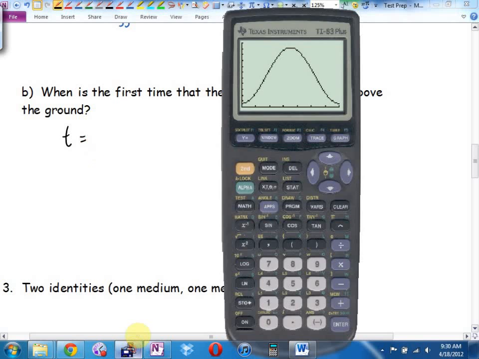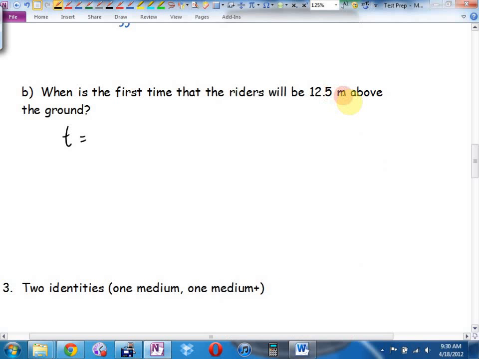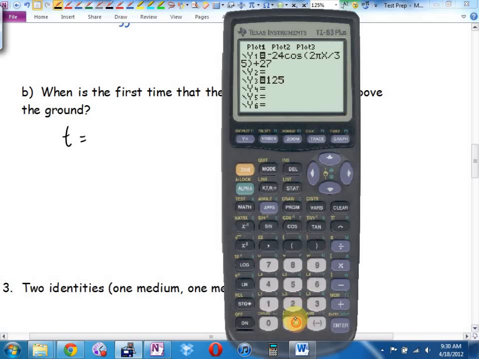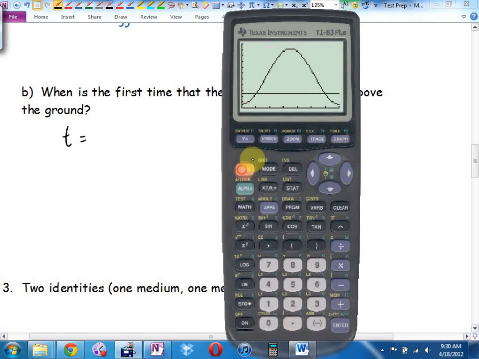Let's see. So I think you went trace 12.5, which is incorrect because this is not an x value. Meters, Steph, that's a y value, is it not? So if it's a y value, I have to go like this. I don't know why I put it in y3, but I guess I did. That's fine. Second function calculate intersection, first curve, second curve. Yes.